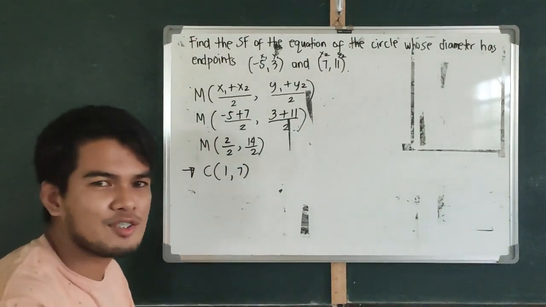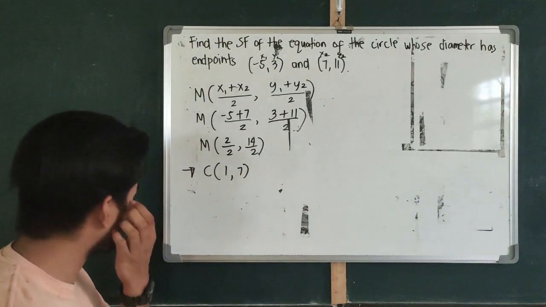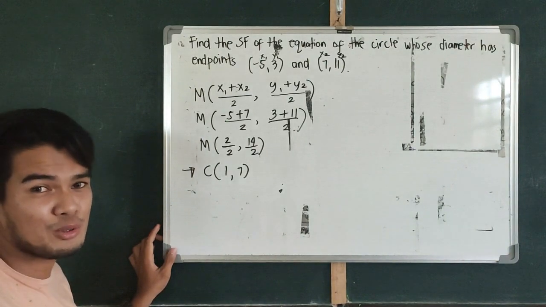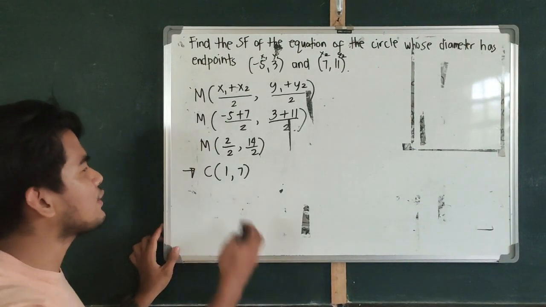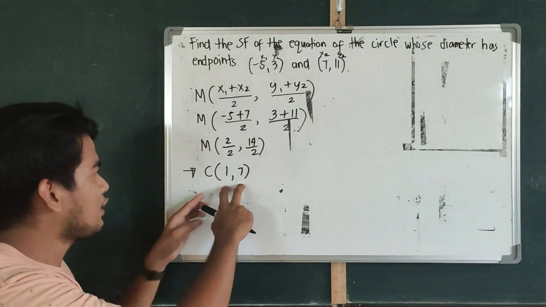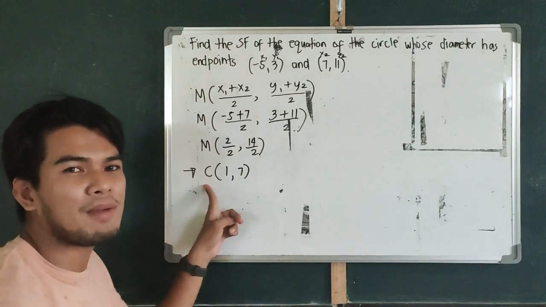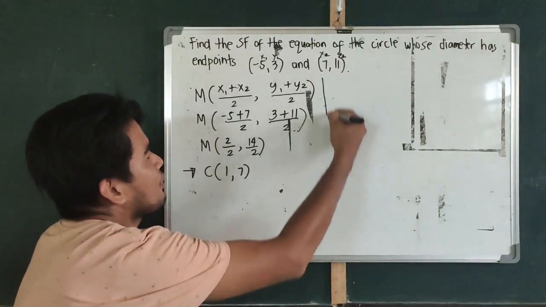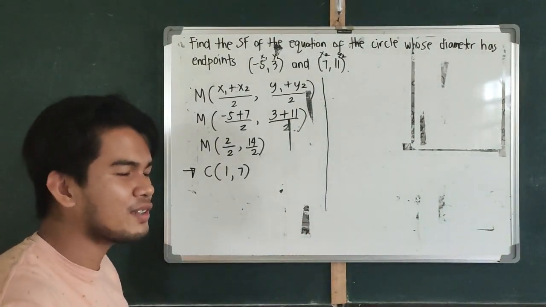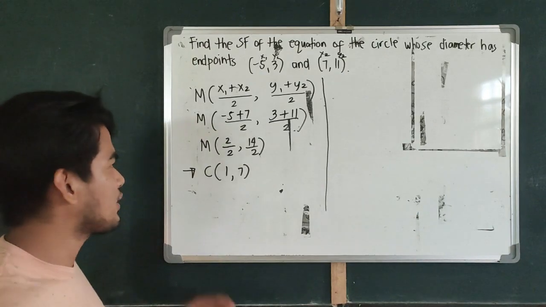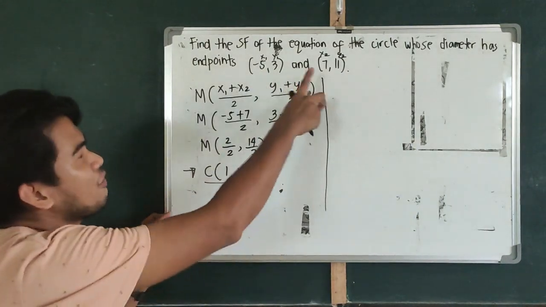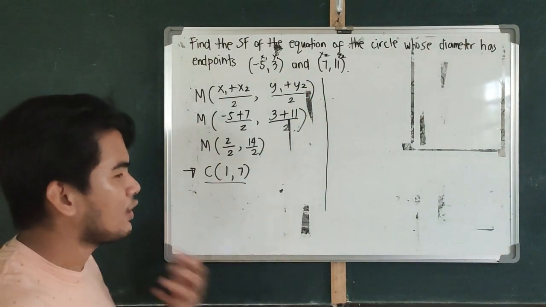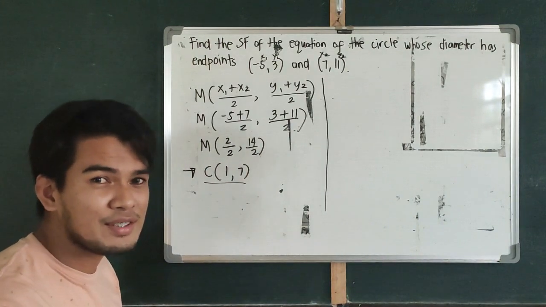Okay, since we now have the center, what we need to find is the radius. Since the center is also the midpoint, how do we find the radius? By using the distance formula with the center and one of the given points. We substitute one of the given points into our distance formula.